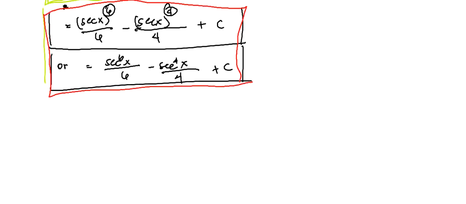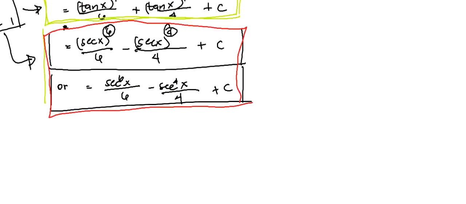by simply using the identity. Maybe you can replace tangent squared x as equal to secant squared x minus 1. So you try, and try to prove that this answer here is just equal to our answer on our first solution.